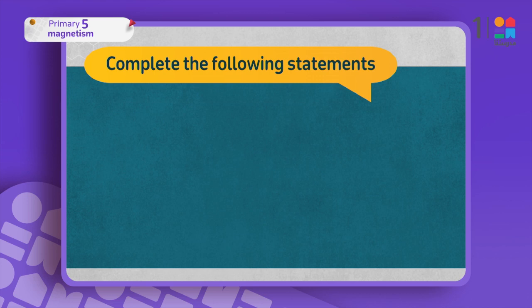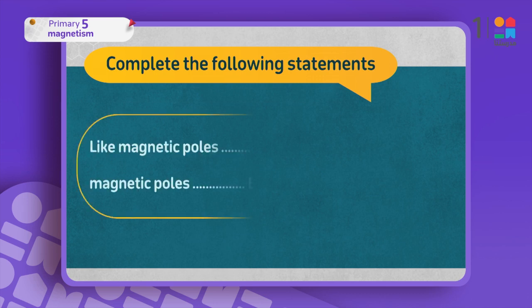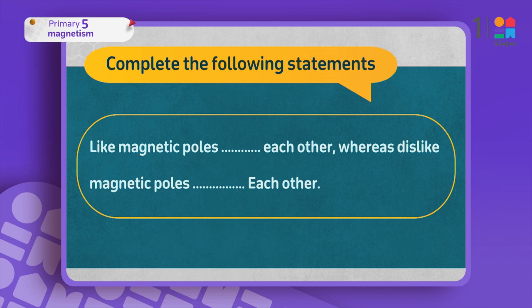Now complete the following statements. Number 1. Like magnetic poles, what do they do to each other, whereas unlike magnetic poles do what to each other? Of course, like poles repel each other, whereas unlike poles attract each other.